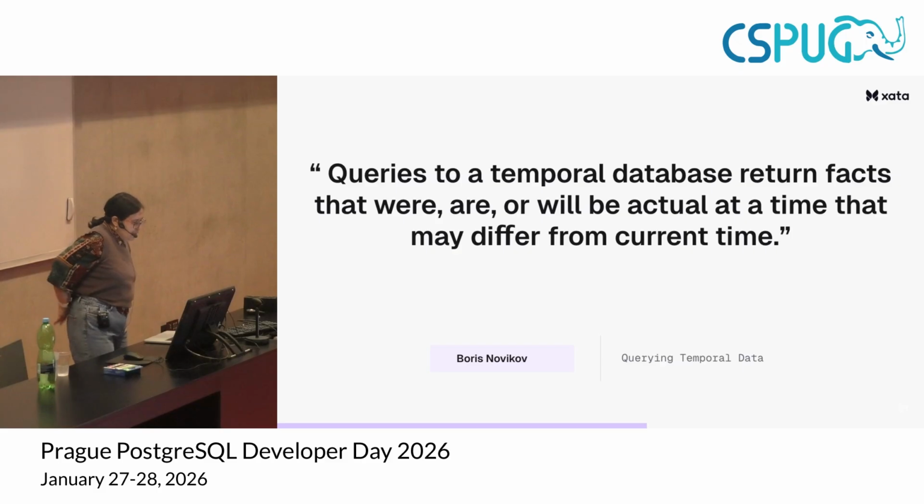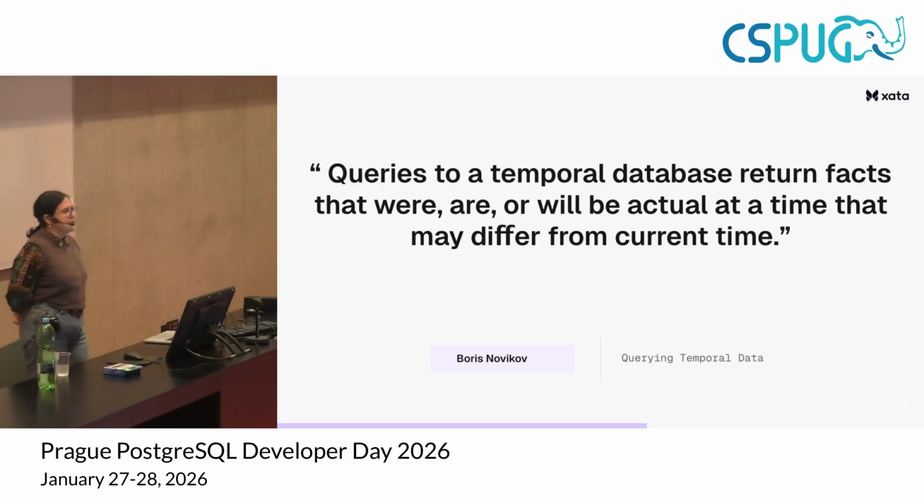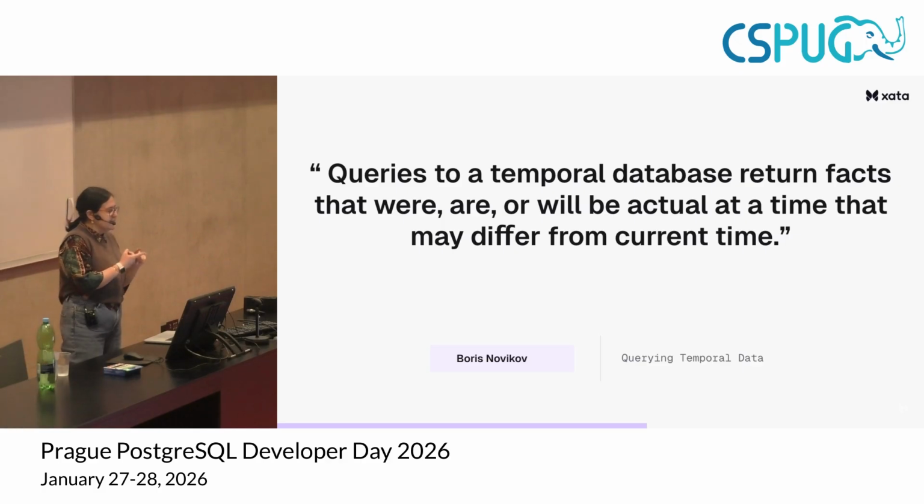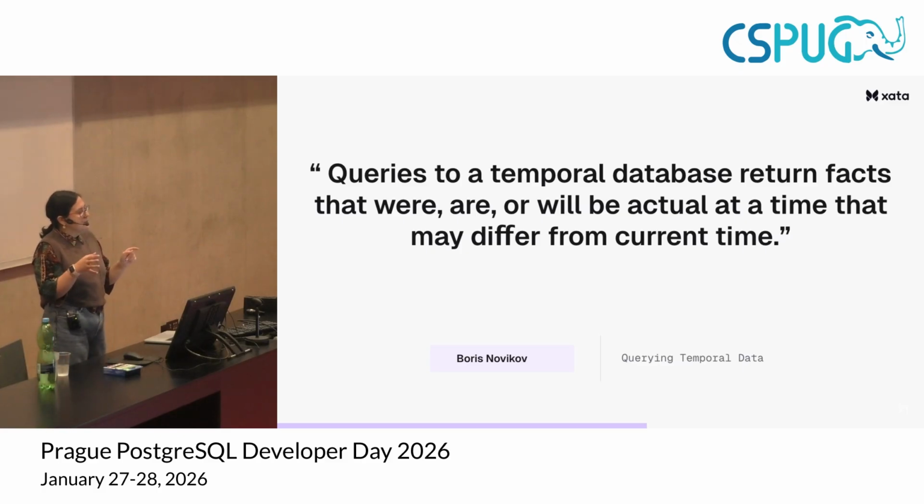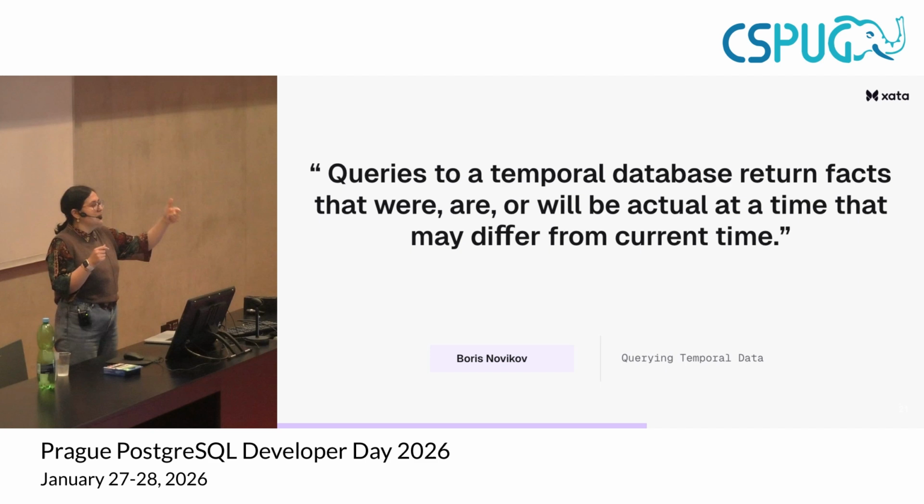Okay, and what I learned from Boris Novikov, he was the person I referred to who studies and researches temporals, and he said something that stayed with me, which I wanted to put here: queries to a temporal database return facts that were, are, or will be actual at a time that may differ from the current time. So this is the concept that I'm trying to display.